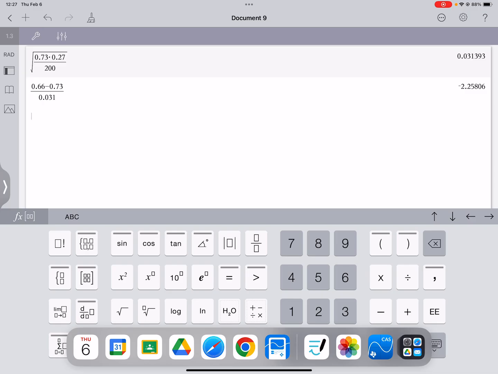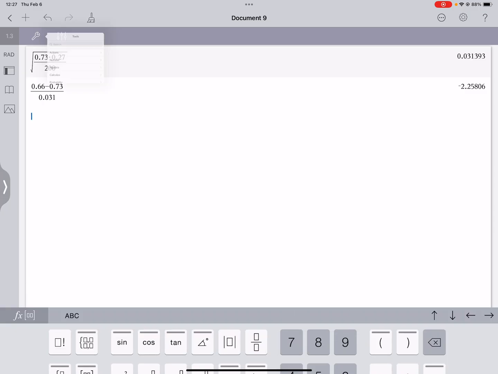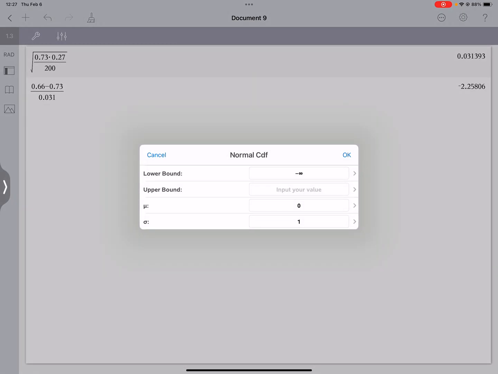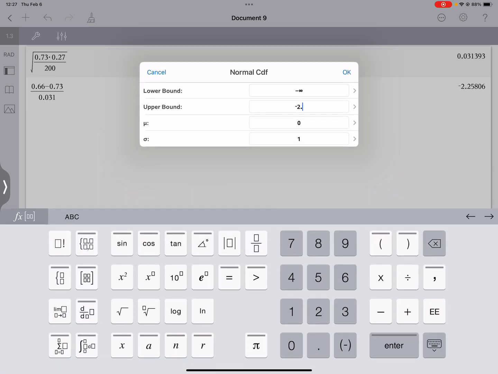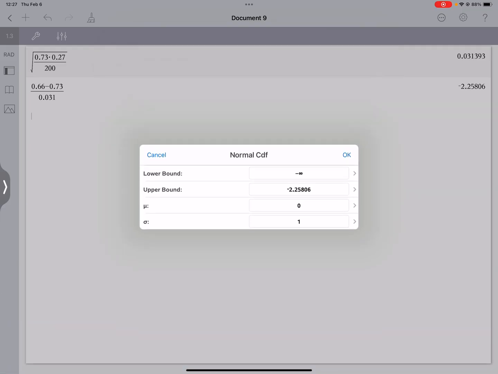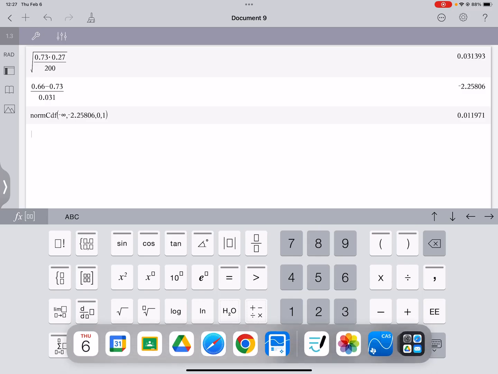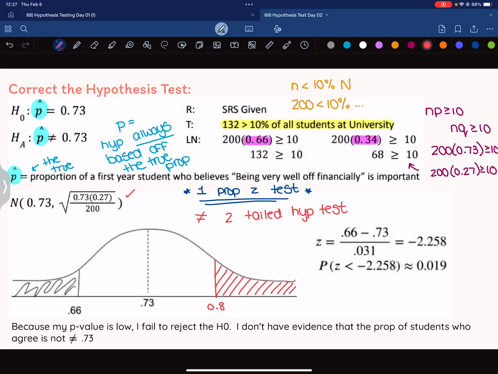Now, when I go and do the norm CDF from here, stats, distributions, norm CDF, my lower bound is going to be negative infinity up to my negative 2.25806 that I'm looking at right there. Enter, okay. So I've got this amount, which checks out to what we had. However, that only gets me the amount from here to here when I do my norm CDF like so.